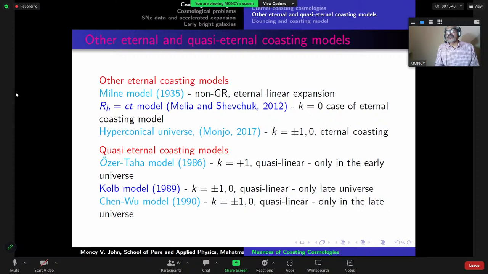But compared to these eternal coasting models, there are certain quasi-eternal coasting models. That is, the Ozer-Taha model with k equal to plus 1 is quasi-linear. That is, it is linear or coasting only in the early universe. Similarly, the Kolb and Chen-Wu models in 89 and 90, they have k equal to plus or minus 1 and 0. They are quasi-linear and coasting only in the late universe.